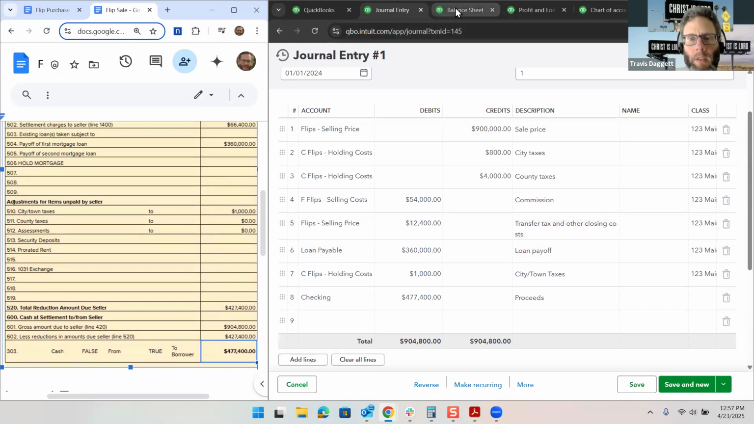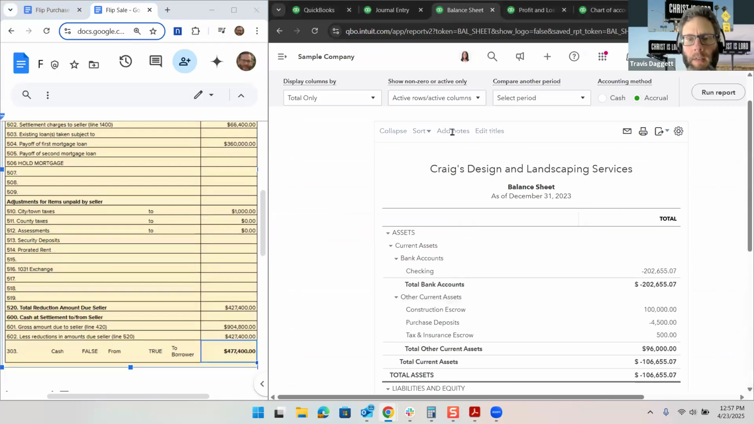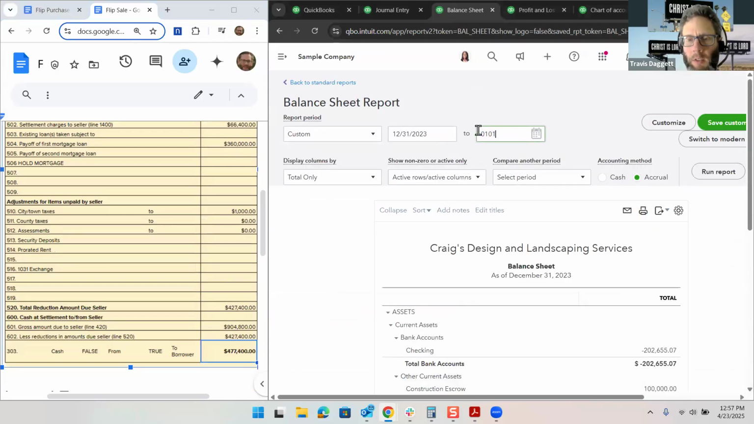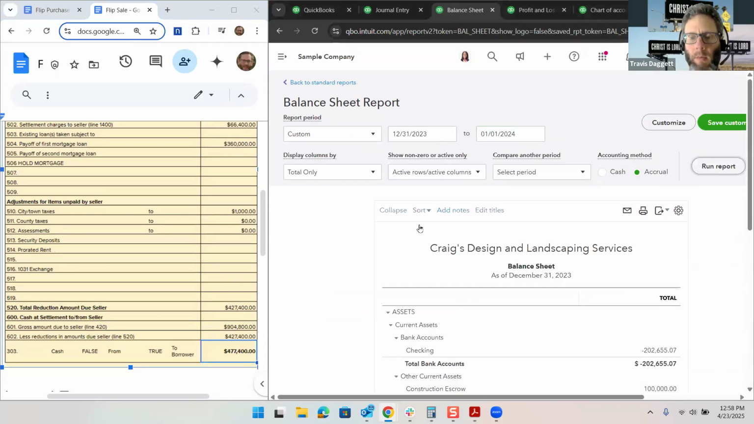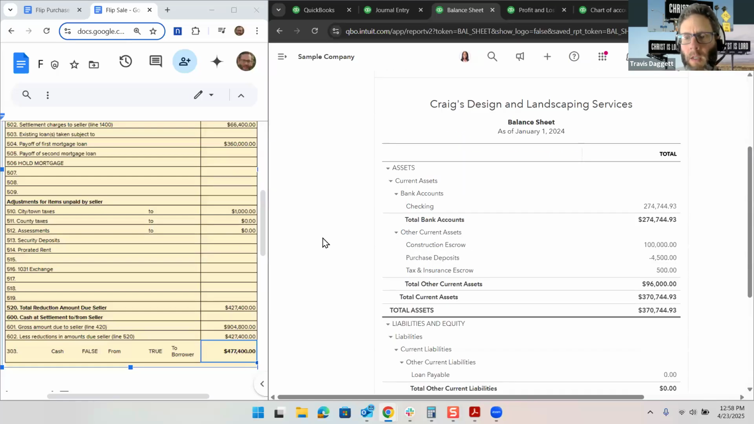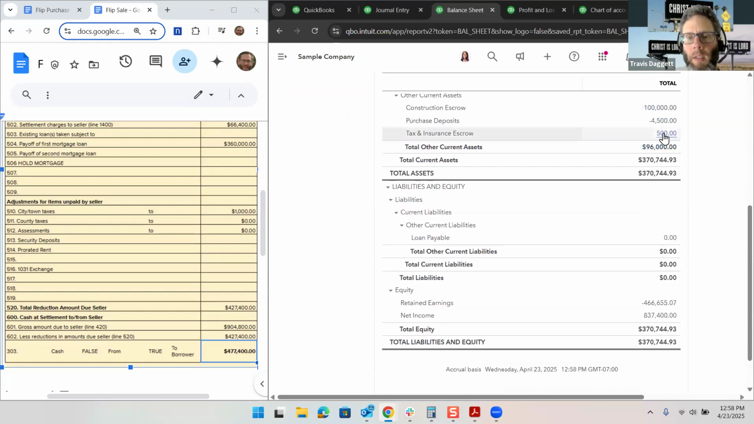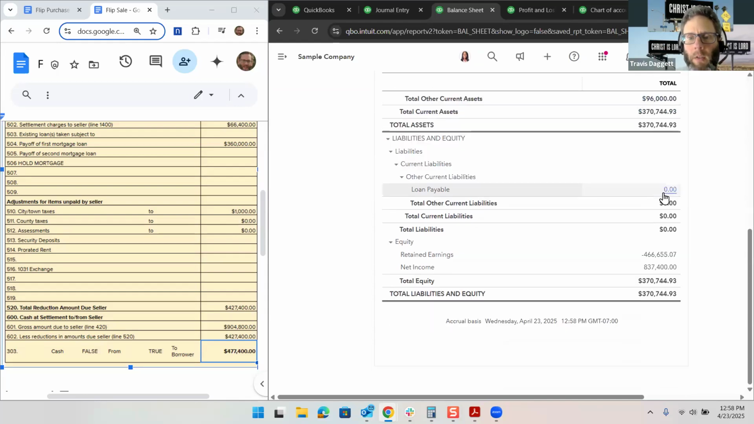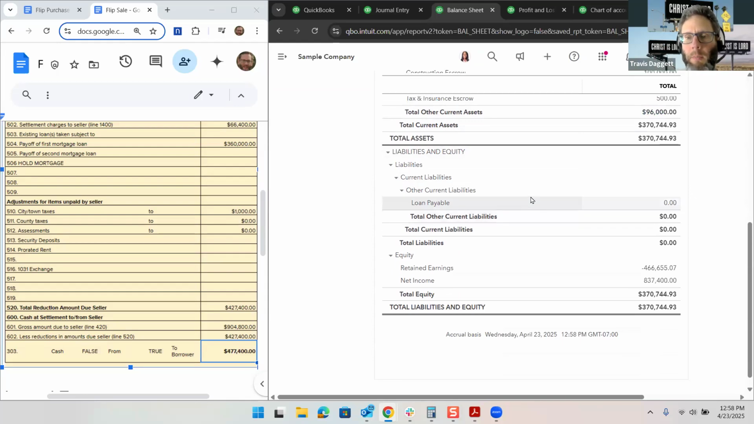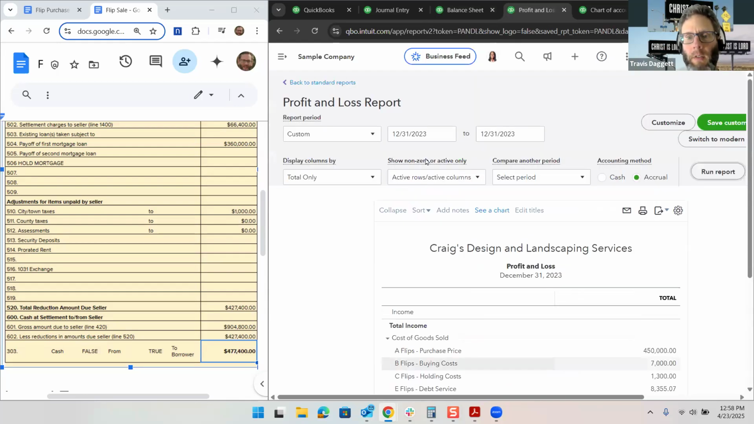Okay, so let's take a look now at the balance sheet and see what it looks like. Okay, we didn't do anything with construction escrow. That would be cleared out. We talked about purchase deposits. Tax insurance escrow would be cleared out as well. We just didn't book all those transactions. Now the loan payable is cleared. That's correct. That's what we'd expect. And let's look at the P&L.